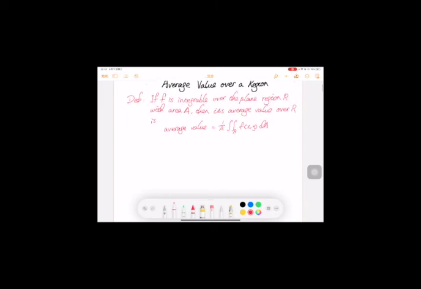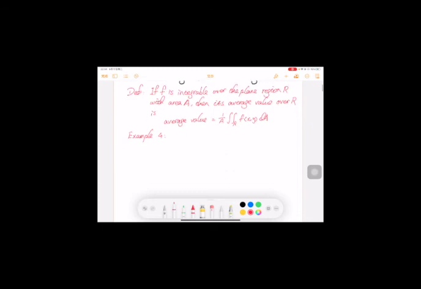Okay, this is a fairly straightforward definition. Let's see how that can be applied in a real-world problem. All right, example 4. Suppose a, oh, let me write this in black.